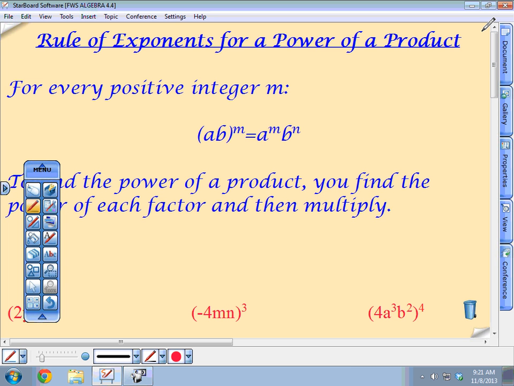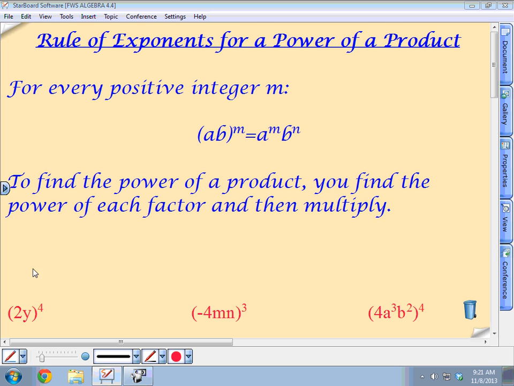All right, finish copying down this. I was wrong with that. All right, I'm not worried about it now. I don't care what that is. So let's just copy down this. The rule of exponents for the power of a product. For every positive integer m, when you multiply two things, that's called a product. When you multiply two things, the answer is your product, okay? And if you're taking this product, two things that are multiplied, and you raise that to a power, then you raise everything in the parentheses to that power.